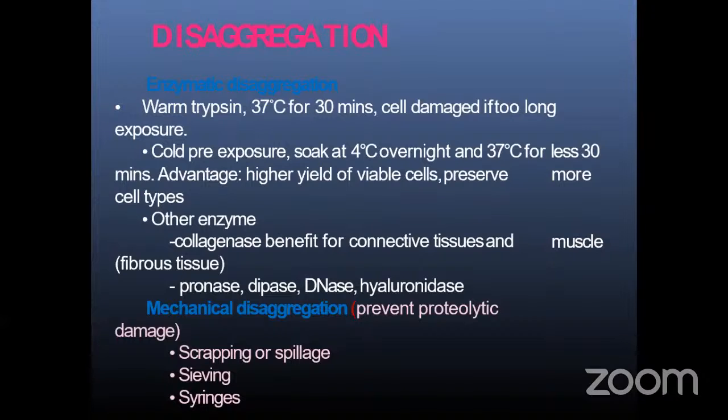Because if we use enzymes, definitely there will be a chance of damage to the cells. So then you can also go for mechanical disaggregation. This is by scraping. You will have scraping equipment, meaning small plastic scrapers. By using that also you can scrape. You can do spillage or sieving using filters or syringes, pipetting. So any of that you can use.